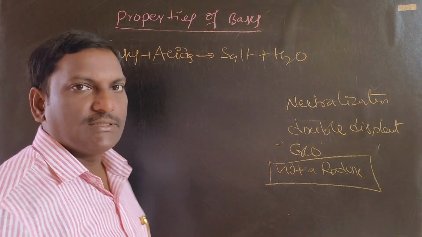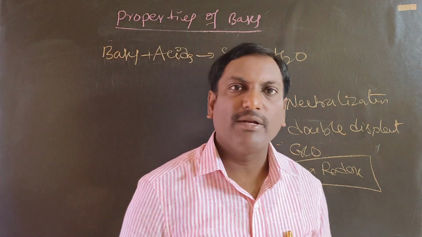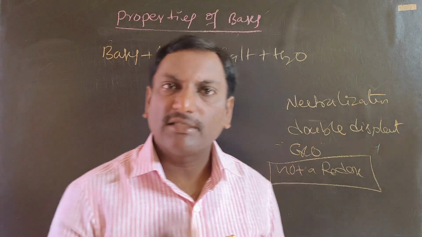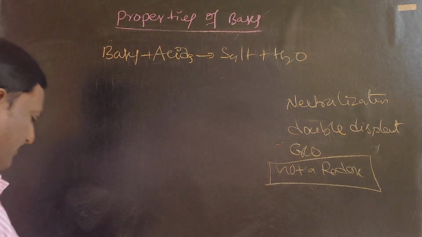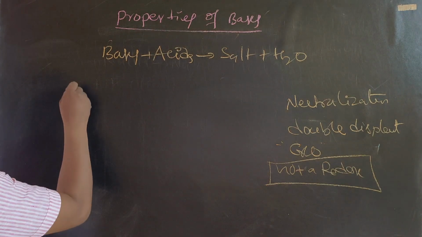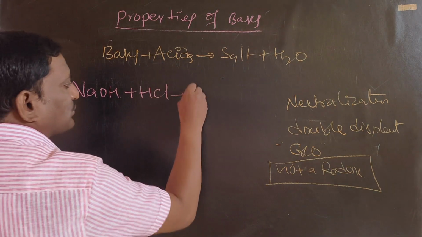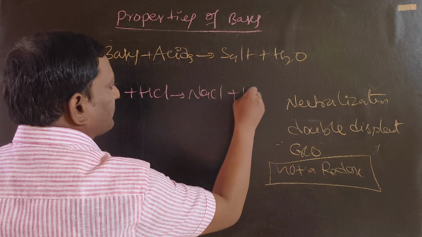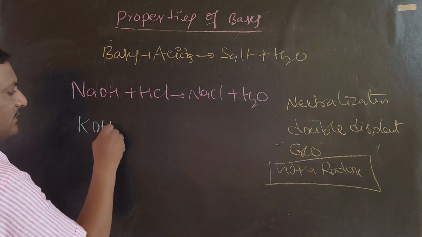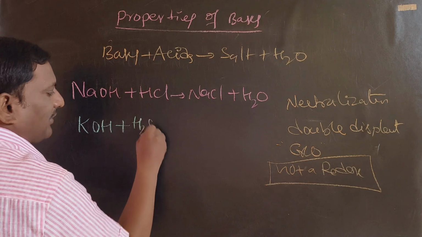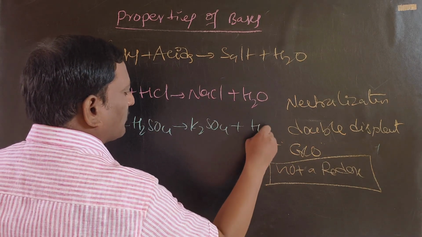So the reaction between acid and base is a neutralization reaction, a double displacement reaction. Generally, neutralization reactions are exothermic in nature. These are not redox reactions. Example: sodium hydroxide reacts with hydrochloric acid, you will get sodium chloride along with water. Potassium hydroxide reacts with sulfuric acid, you will get potassium sulfate along with water molecules.